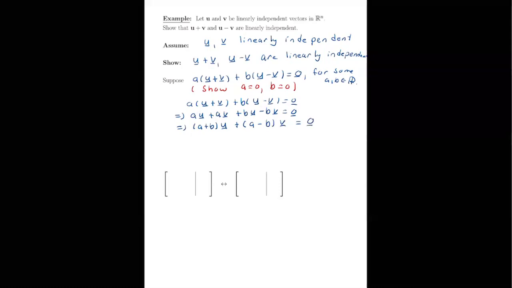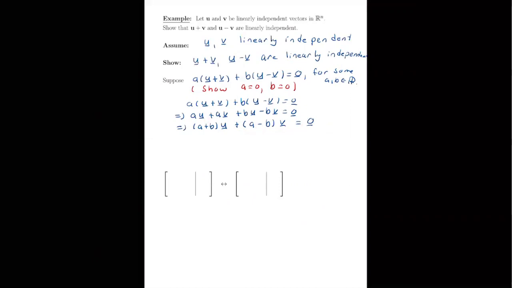And so why did we do this? Why did we rearrange this to get it into this form? It's because we want to use our assumption here. What we've obtained is a linear combination of our two vectors u and v equal to the 0 vector. And we know that these two vectors are linearly independent. So whenever we have a linear combination of these vectors equal to 0, all coefficients have to be 0.